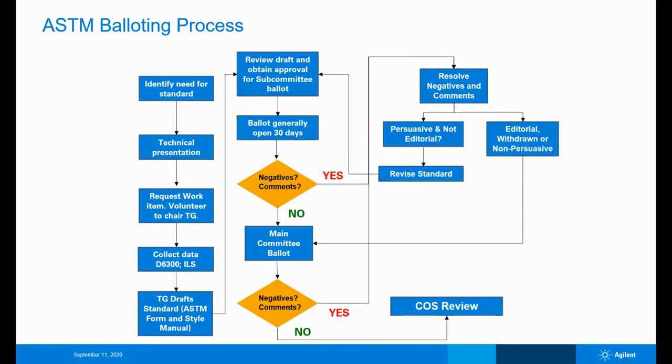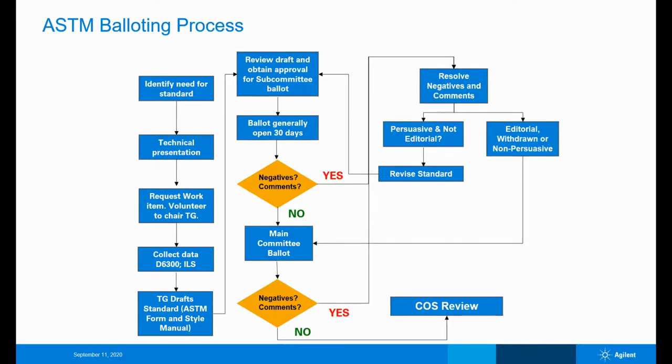The balloting process is open to voting members of each committee and subcommittee. So during the 30-day review and balloting process, each member can either vote affirmative or negative. If there is a negative vote, it requires a comment as a technical concern regarding the proposed standard.